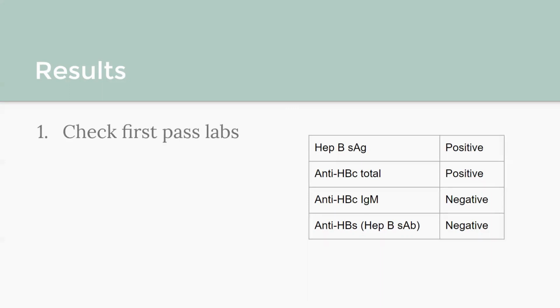And so depending on whether you've paused or not, welcome back. So again, for checking the first pass labs for this patient, we're walking into her labs with an elevated LFT, asking, is this from Hep B or is it from something else? And these are the labs that you would do.